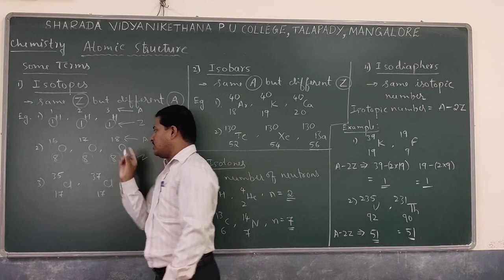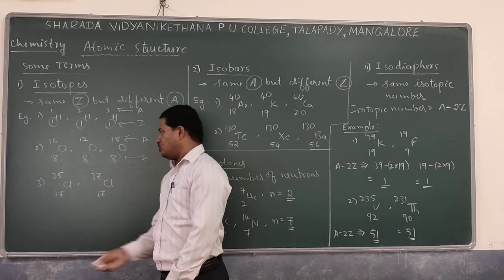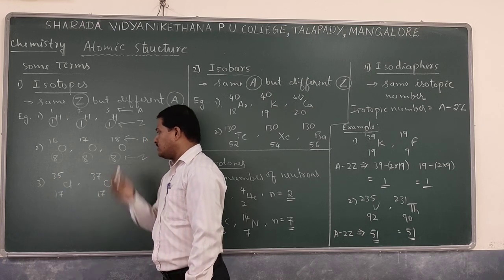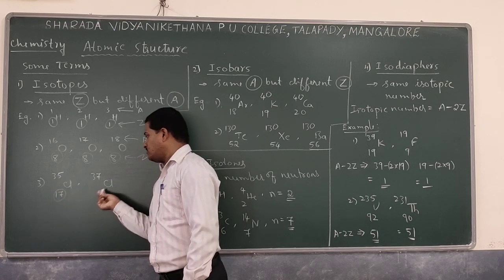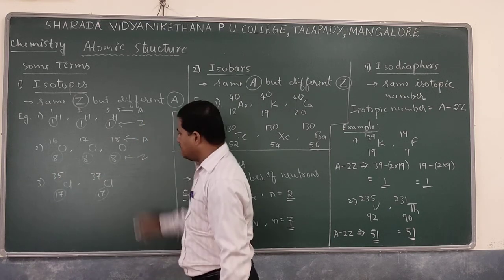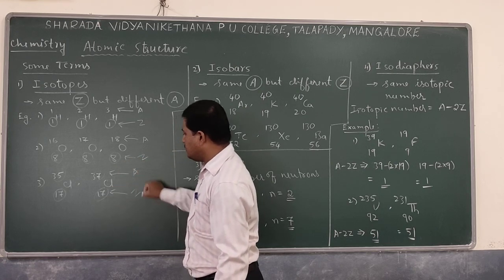Mass number different, but atomic number is same. Similarly, we can go for chlorine. It has two isotopes, 17Cl35 and 17Cl37. In this case, atomic number 17 is the same, but mass numbers 35 and 37 are different. So 35 and 37 tell about the mass number, but 17 tells about the atomic number.